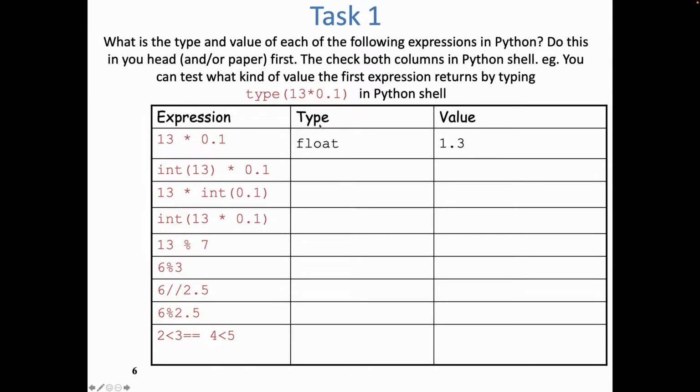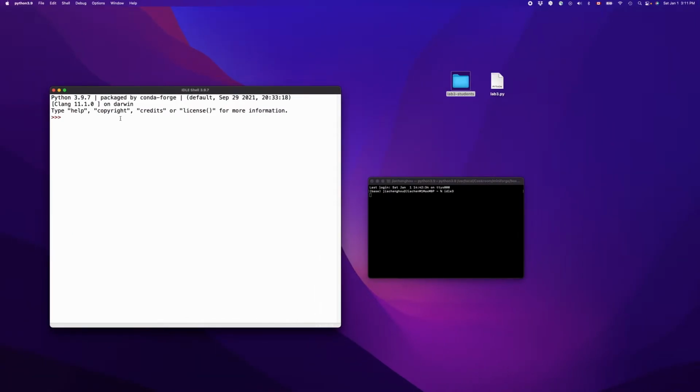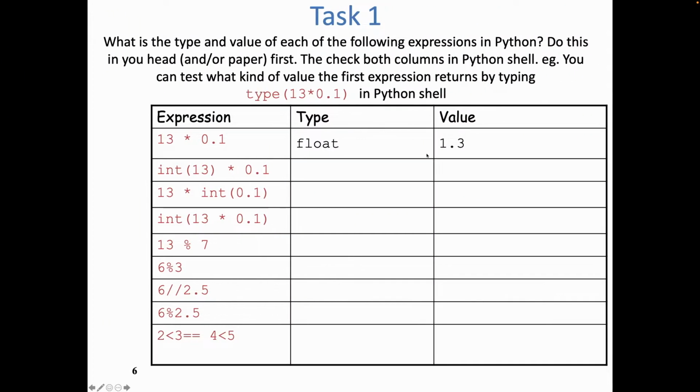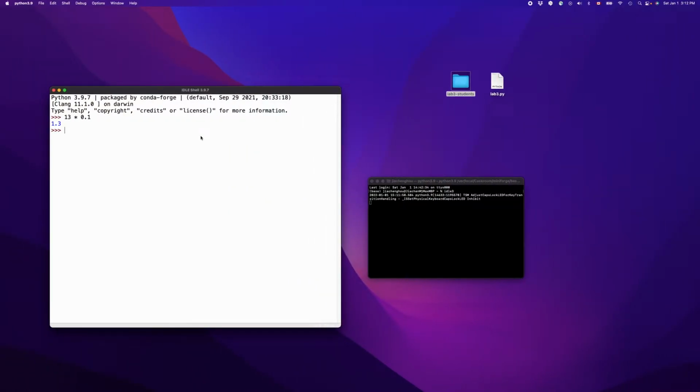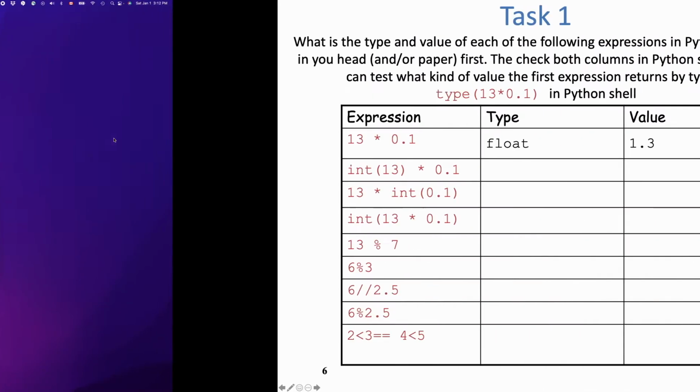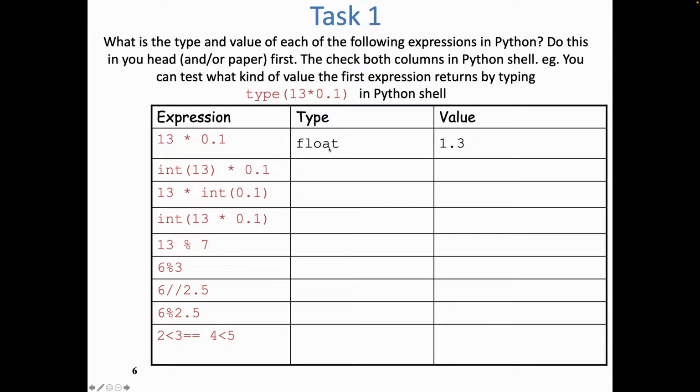After you have finished this in your head, you can verify your answers in the Python shell. Here we can check the value we calculated, whether it is correct or not. We can type 13 multiply 0.1. The result is 1.3. It's here. And then we can check the type of the result. Let's use the type function. Type 1.3, it is float. So here the type is float. So please do the following expressions in your head firstly, and then check them in the Python shell.